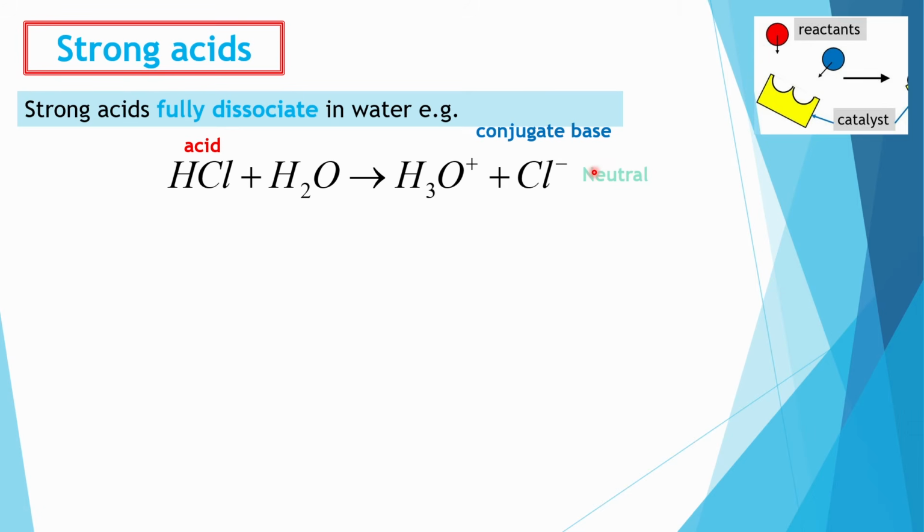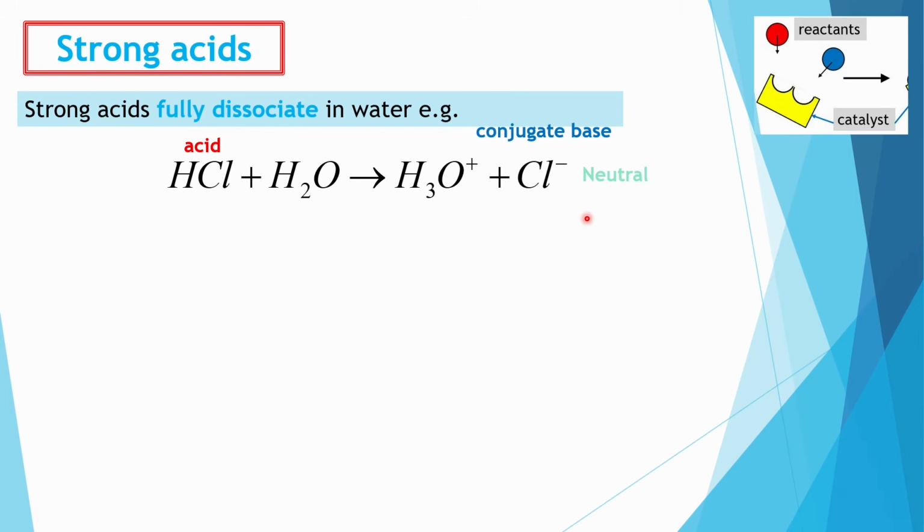In a strong acid, the Cl minus is neutral, so any ion that is produced from the strong acid, not the hydronium ion, but any other ion, is said to be neutral. The reason it's neutral is this reaction went completely to the right hand side. It means that the Cl minus, even though we call it a conjugate base, won't go back the other way and act as a base. So it's actually neutral.